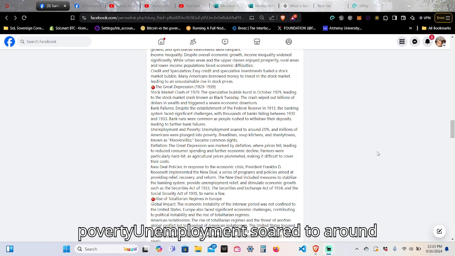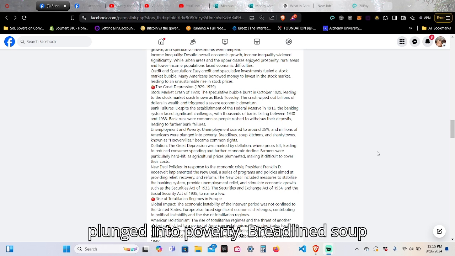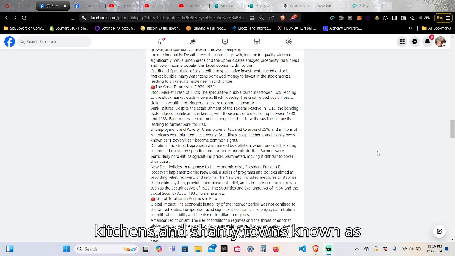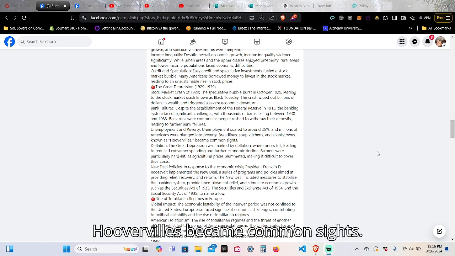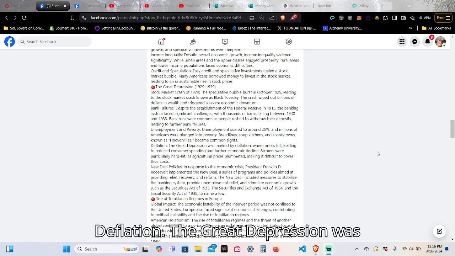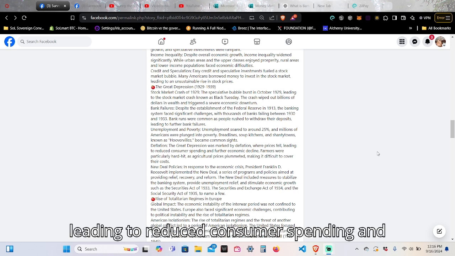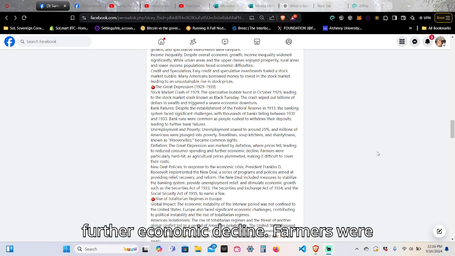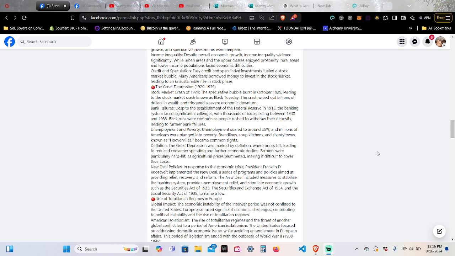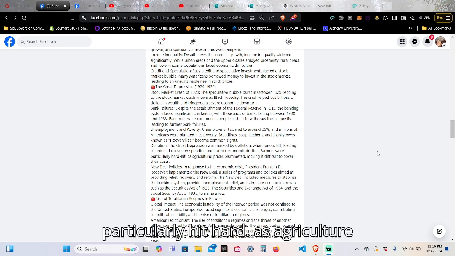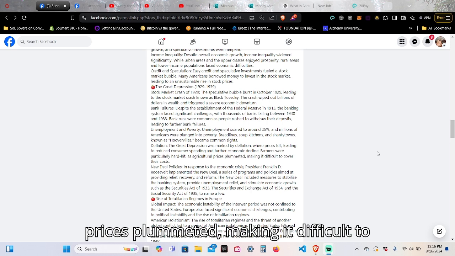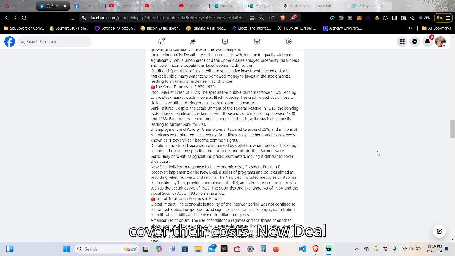Unemployment and poverty. Unemployment soared to around 25%, and millions of Americans were plunged into poverty. Breadlines, soup kitchens, and shanty towns known as Hoovervilles became common sights. Deflation. The Great Depression was marked by deflation, where prices fell, leading to reduced consumer spending and further economic decline. Farmers were particularly hit hard as agriculture prices plummeted, making it difficult to cover their costs.